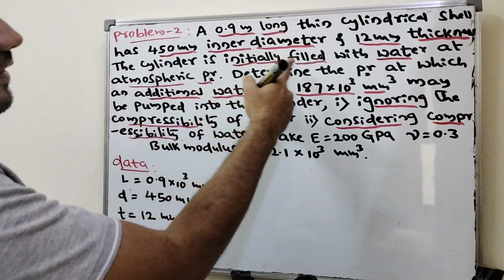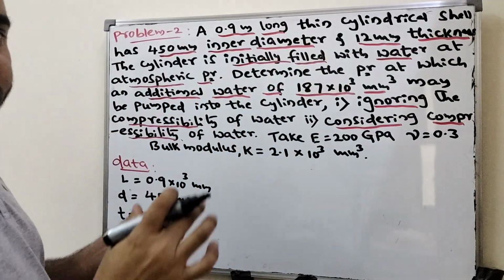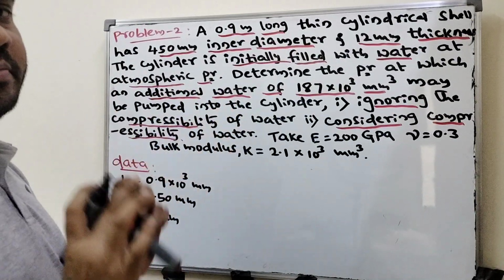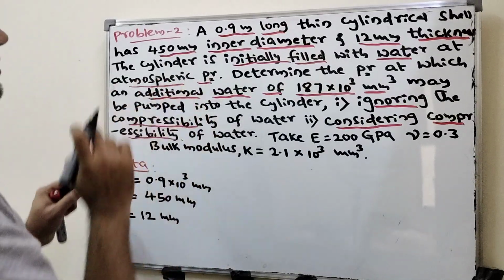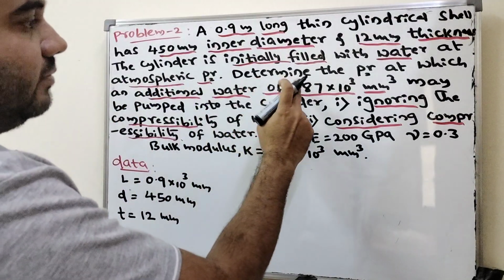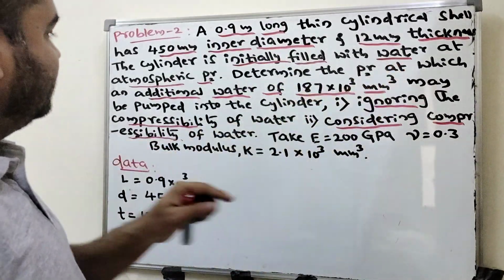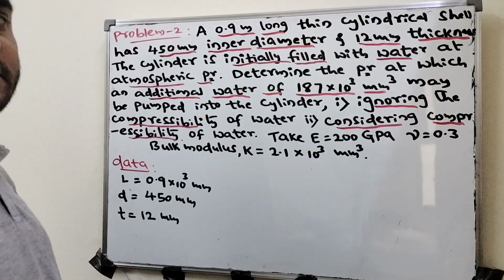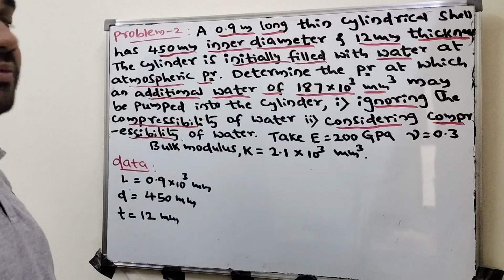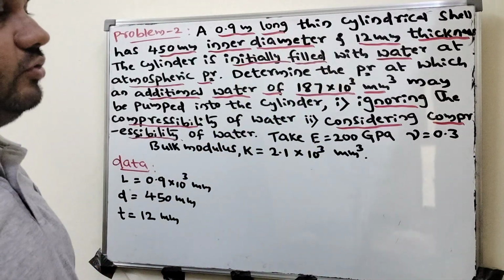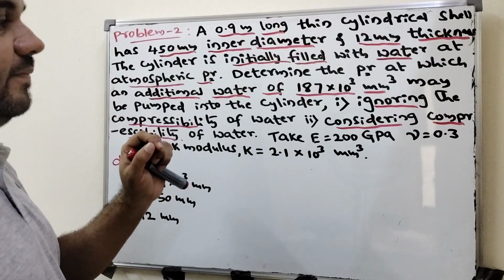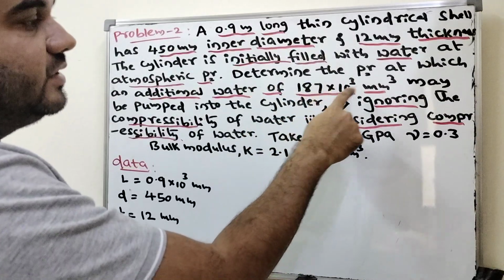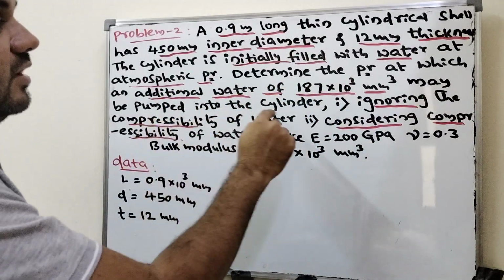The cylinder is initially filled with water at atmospheric pressure. Initially, in the beginning, whatever water is there is at atmospheric pressure. What you have to determine is the pressure at which an additional water of 187 into 10 raised to 3 millimeter cube may be pumped into the cylinder.